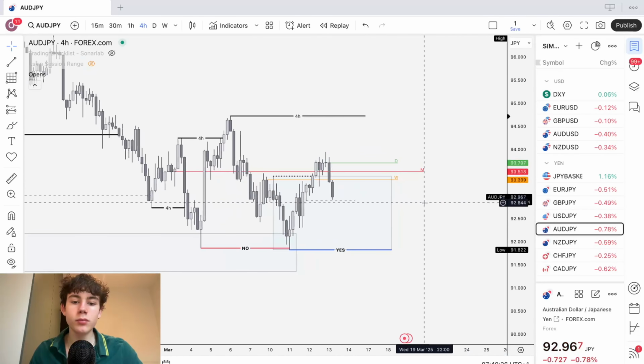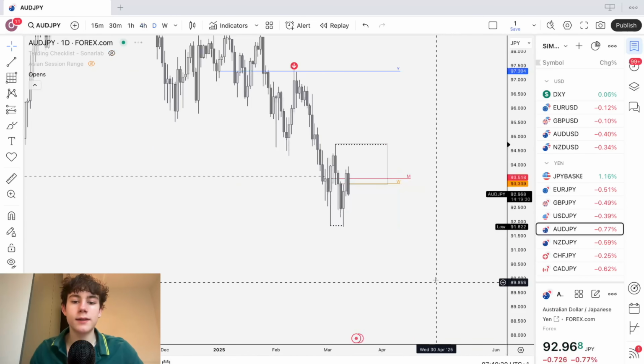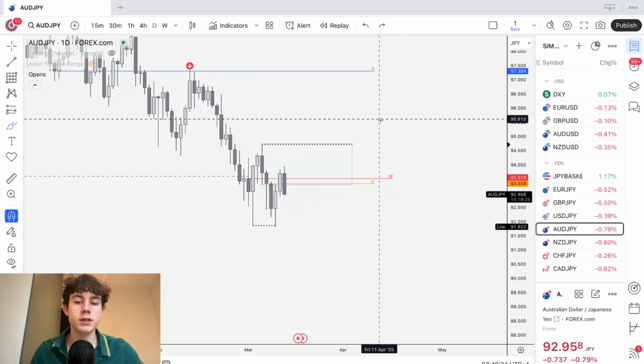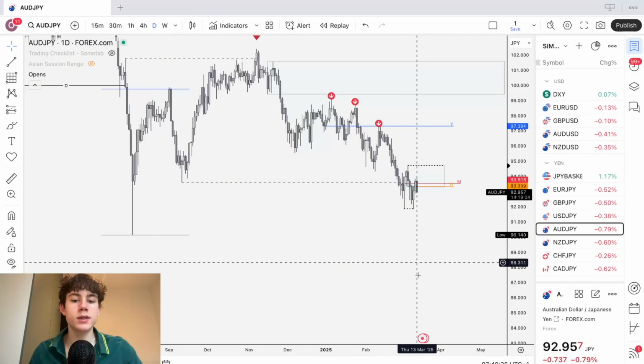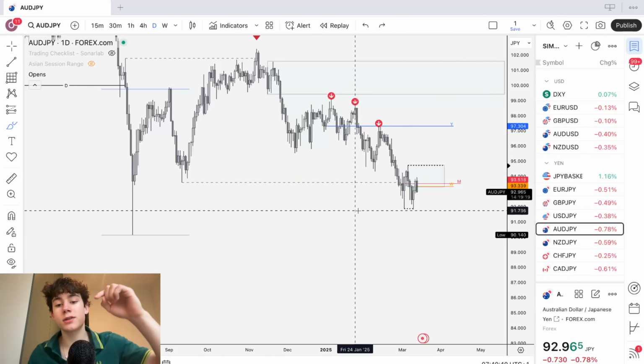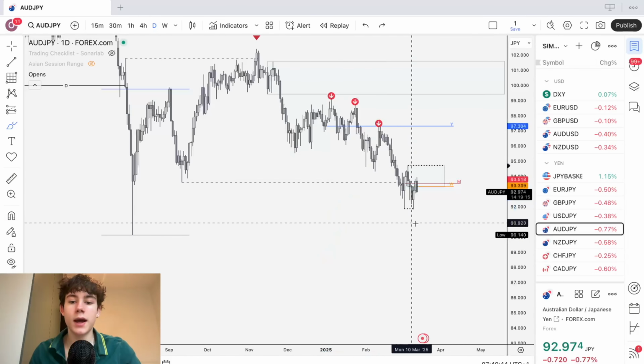So that's why I will wait for that daily fractal to break, and then I will look at longs. And why am I looking at longs? Once again, because we took liquidity and because the yen basket should drop, meaning AUD Yen should trade up higher.